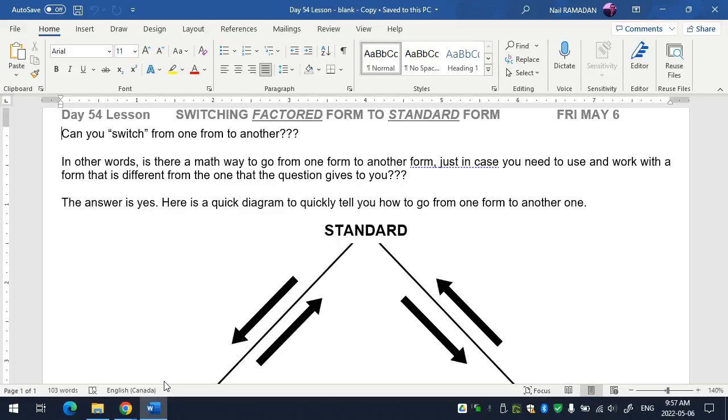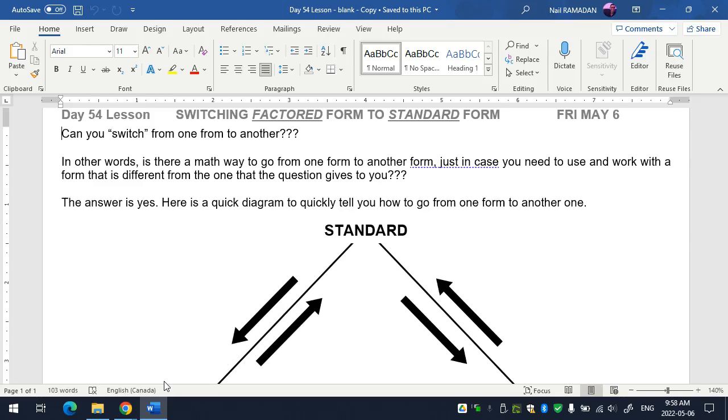Today's lesson is how can you switch between the forms? How can you switch from one form to another? Why do you need to switch from one form to another? Maybe I gave you a form and I asked you for something that another form is good for. So you should go from that form to the good form.